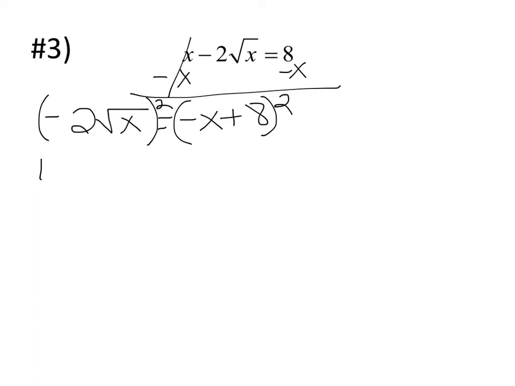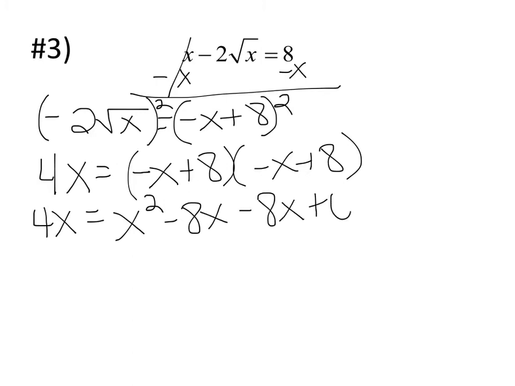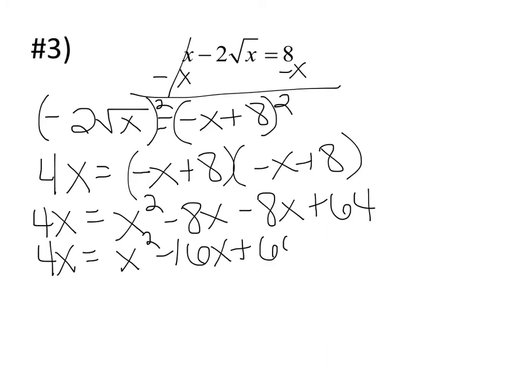So negative 2 squared is 4, and the square root of x squared is just x, is equal to negative x plus 8 times negative x plus 8. So I have 4x is equal to negative x times negative x is positive x squared. Negative x times 8 is negative 8x. 8 times negative x is negative 8x, and 8 times 8 is 64. Combine your like terms. You get x squared minus 16x plus 64.